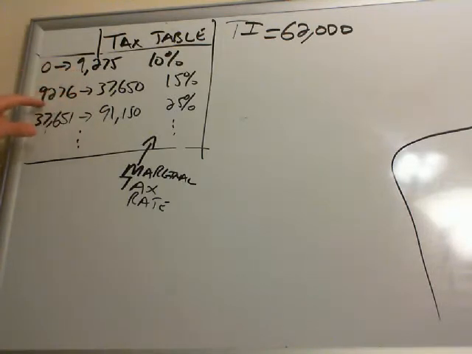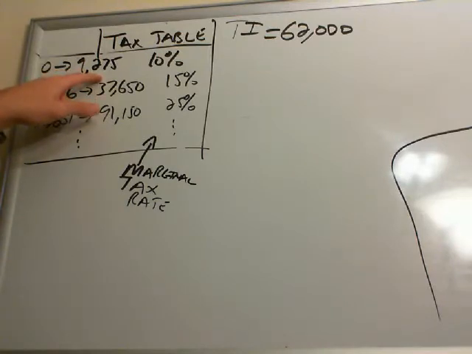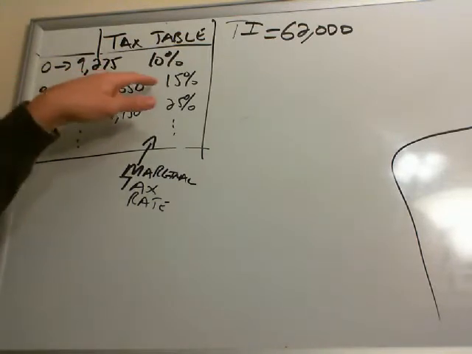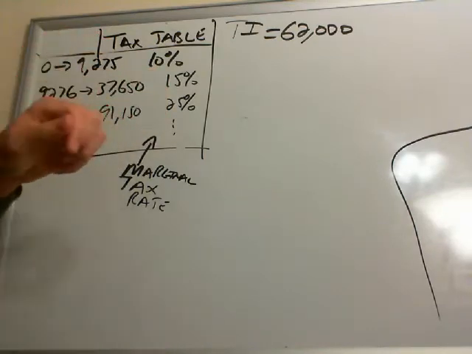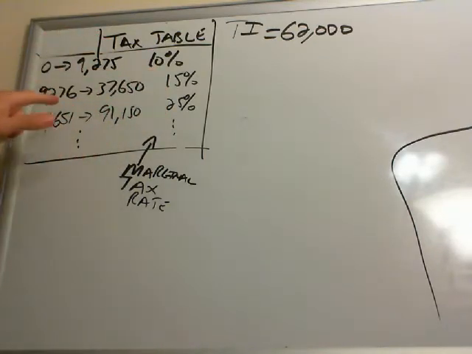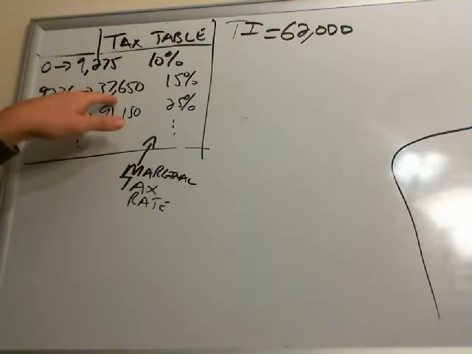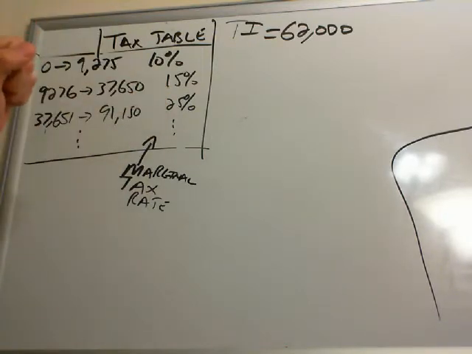Now, the reason why it's called a marginal tax rate is because it only applies to these dollars. For every dollar the person earns above $9,275, those dollars are taxed at 15%. So the additional dollar gets a different tax rate. So that $9,276 all the way up to the $37,650 receive a 15% tax rate.